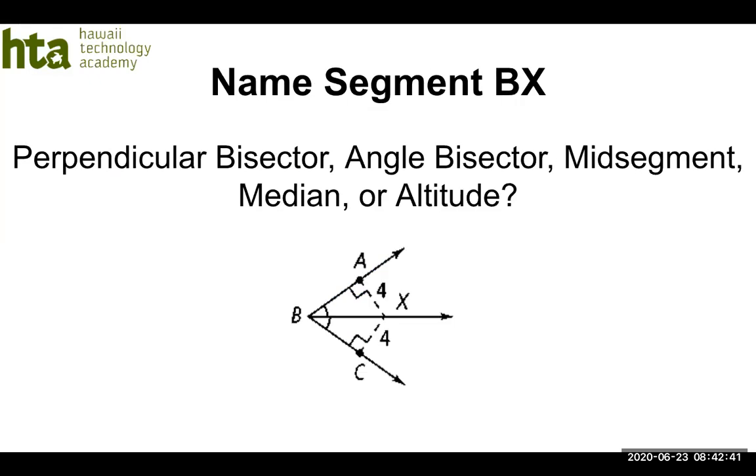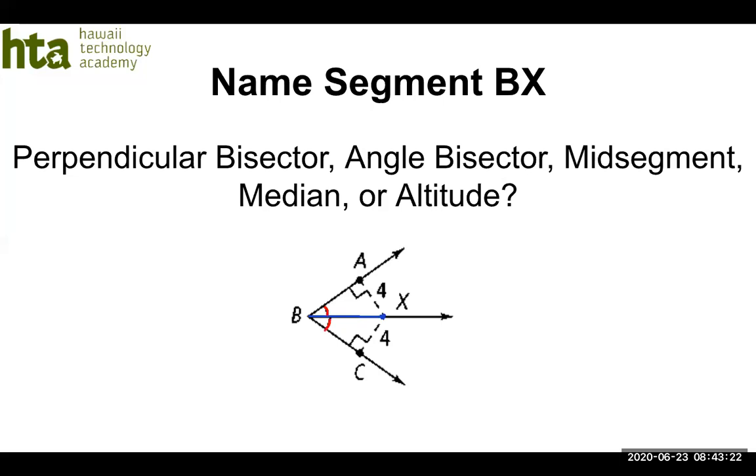The segment BX. It's actually a ray, but if you stop it at this point right here, then it's technically a segment. So what do we got here? Is it a perpendicular bisector, angle bisector, mid-segment, median, or altitude? Very good. Yes, it is an angle bisector. Perpendicular bisector cuts segments in half. Angle bisectors cut angles in half. And the only reason I know there's evidence that it's an angle bisector is these two congruent markings.